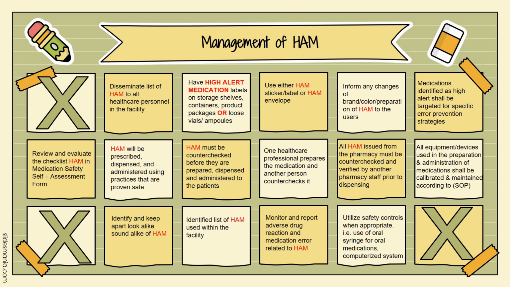All equipment or devices used in preparation and administration of medication shall be calibrated and maintained according to SOP. And then identify and keep apart look-alike, sound-alike HAM. Identify the list of HAM used within the facilities. Monitor and report ADR and medication error related to HAM. Utilize safety control when appropriate, for example, use of oral syringe for oral medication or computerized system.